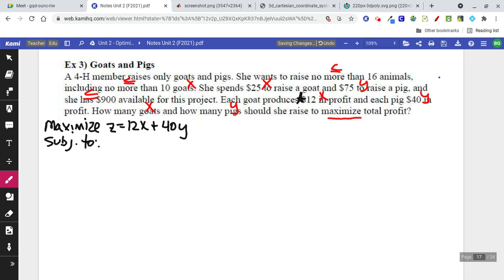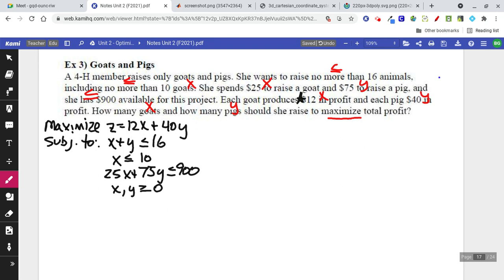And we go back through. No more than 16 animals means x plus y is less than or equal to 16. No more than 10 goats means x is less than or equal to 10. She spends 25 to raise and 75 to raise and has 900 available, so that's 25x plus 75y is less than or equal to 900. I think that's it. Okay. Now you can add on this extra step where both of those things have to be not negative. We don't want negative goats and pigs, but there you go. That's kind of your setup.